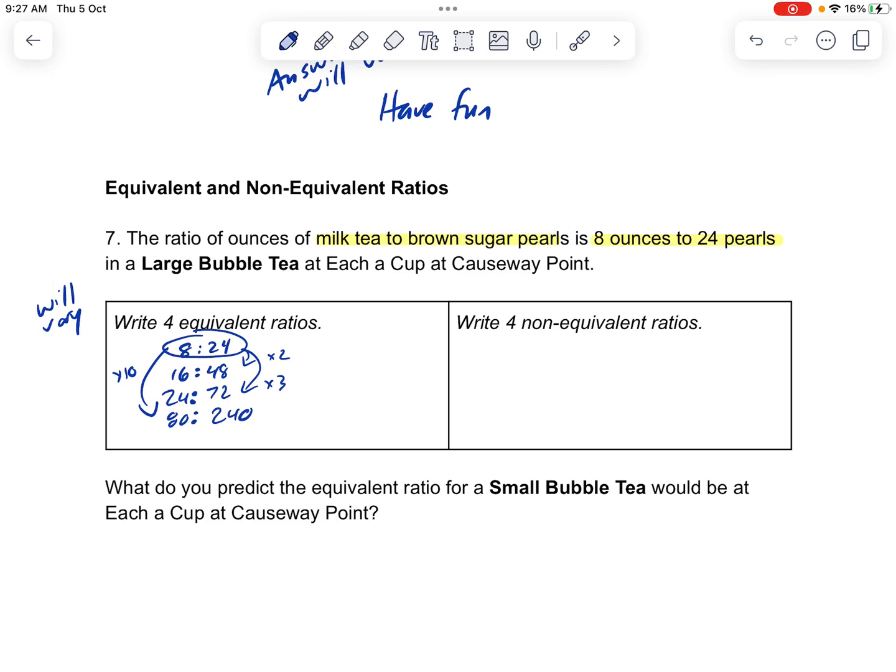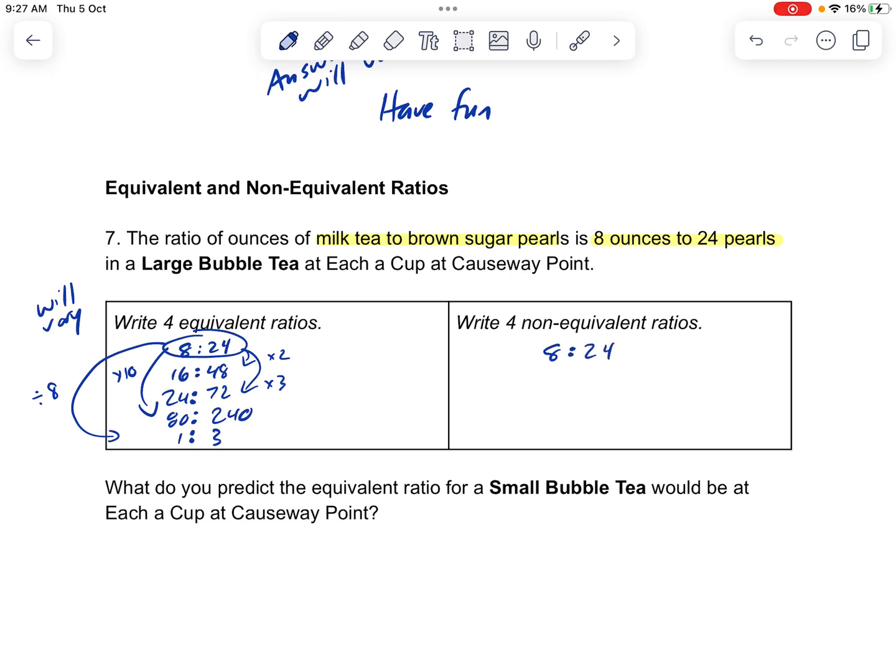You could make it smaller too. Say I divide it by 8, because 8 goes into both of those, and that would give me 1 to 3. All of those are equivalent ratios, but really there is an infinite number more. Kind of like non-equivalent ratios, there's even more of those, if you can have more infinity.